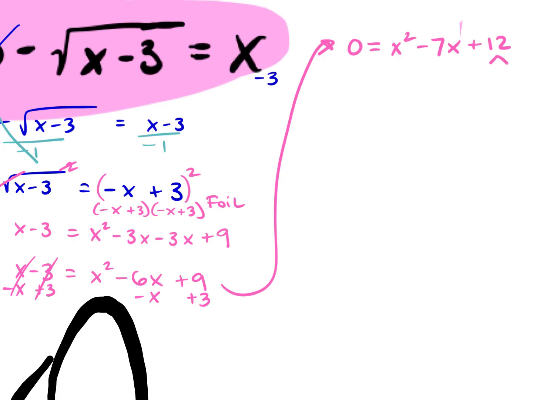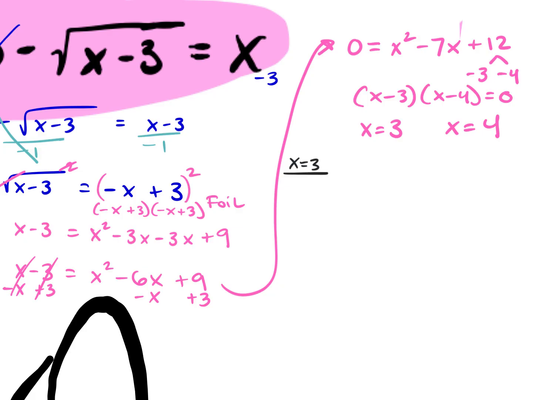So what are 2 factors of 12 that add to negative 7? Negative 3 and negative 4, right? So x minus 3 and x minus 4 equals 0. So what does x equal? 3 and 4. What do we have to do when we get 2 answers? We got to check it. So let's check each one. Let's check x equals 3 first. So I'm plugging it into my original equation.